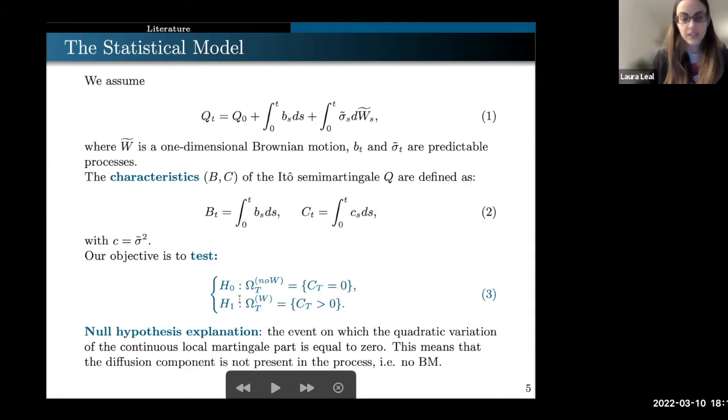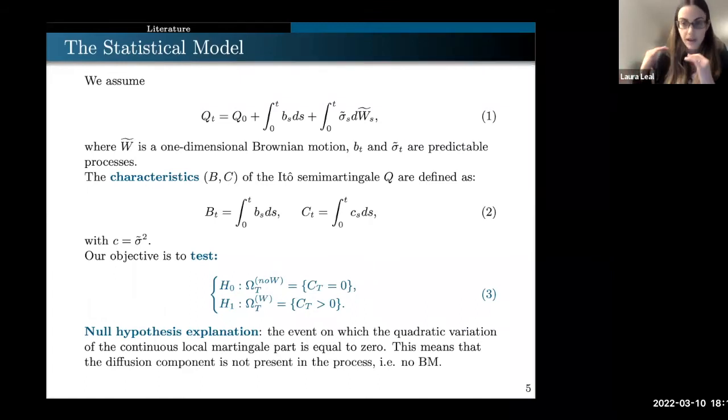So our objective here is to test the null hypothesis that C_T, the integral from zero to capital T here, is equal to zero. Why? C here is the volatility, and this, of course, is a positive value. So if we can show that this integral is zero, it means that each one of them is zero. Therefore, this term should not be here. If we reject the null hypothesis that C_T is zero, we're actually saying this term should be here. And the alternative hypothesis is that C_T is positive. So to sum up the idea, we have a null hypothesis that says the Brownian motion should not be used to model this process. And we're going to reject the null to say, no, actually, we can't use that.